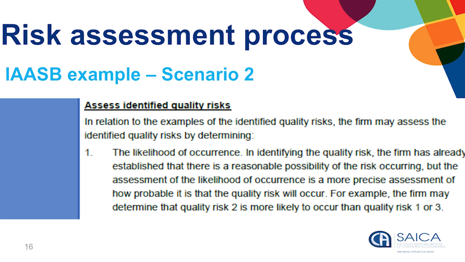And in identifying the quality risk, the firm has already established that there is a reasonable possibility of the risk occurring. But the assessment of the likelihood of occurrence is a more precise assessment of how probable it is that the quality risk will occur. For example, in this scenario, the firm may determine that this specific quality risk is more likely to occur than a second or a third quality risk. Hence, it will have a significant impact.